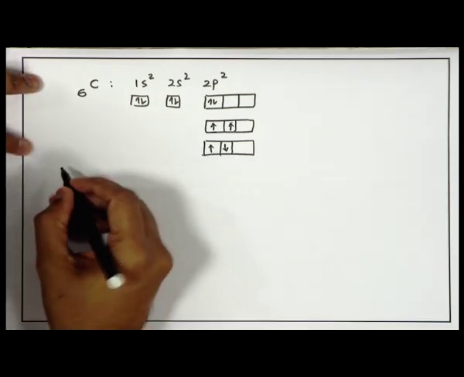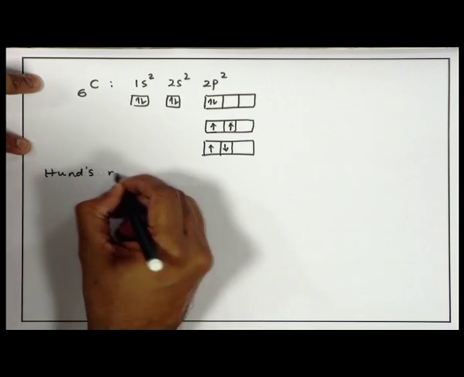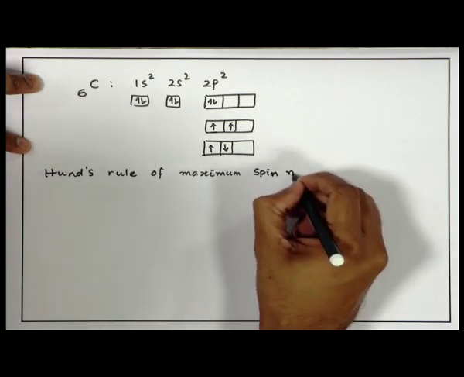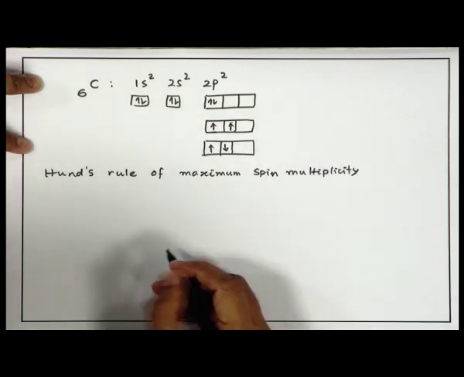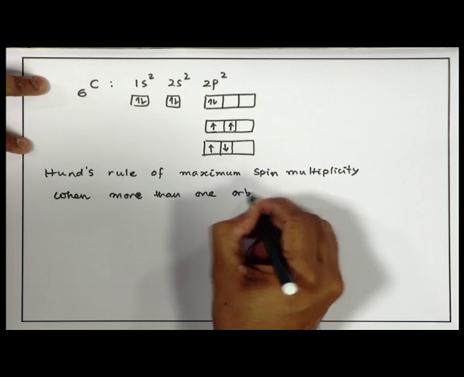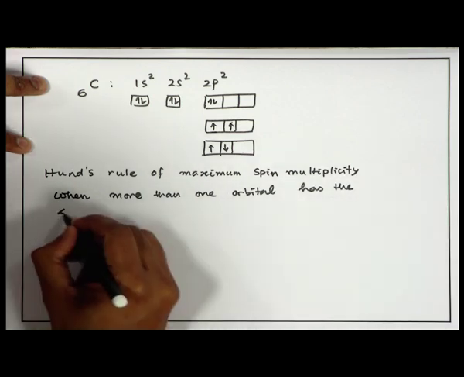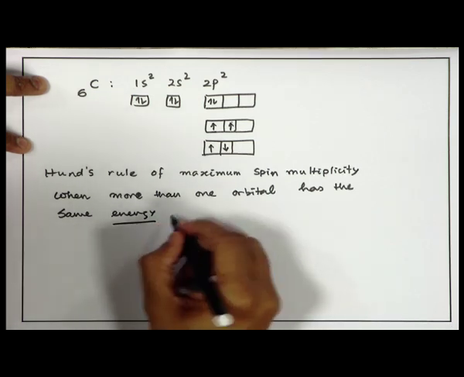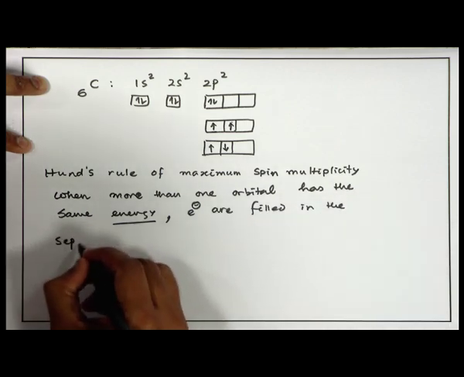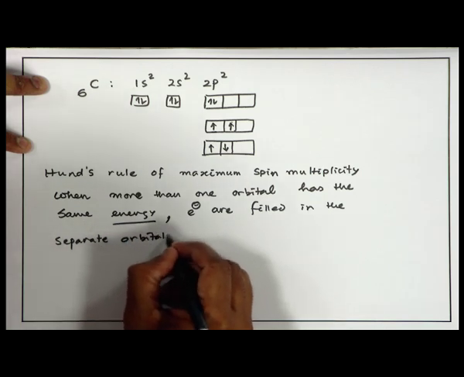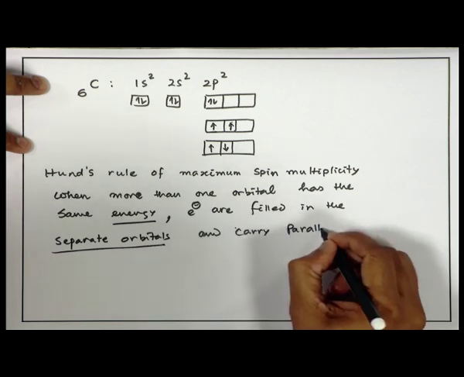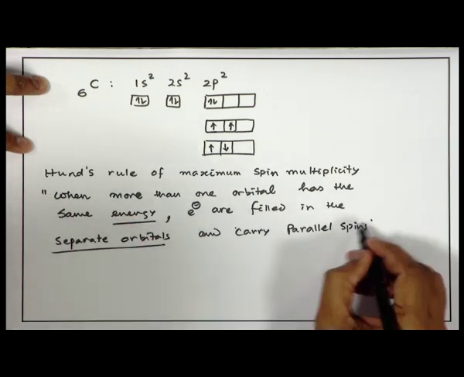The answer to that question comes from Hund's rule of maximum spin multiplicity. What does it tell? It tells that when more than one orbital has the same energy, then electrons are filled in separate orbitals, and they carry parallel spin. This is what Hund's rule tells.